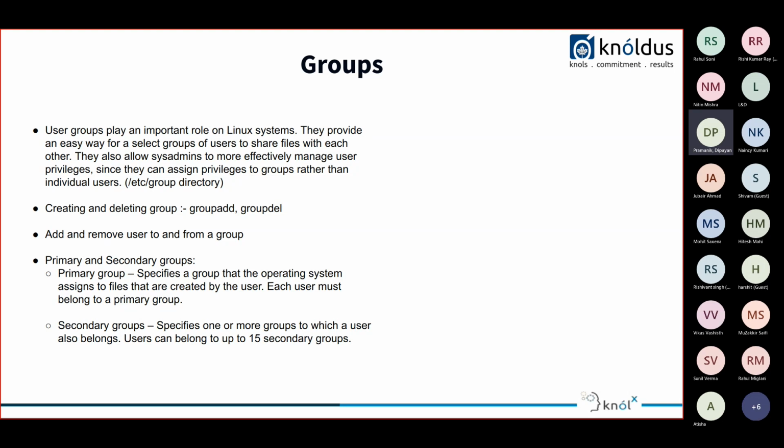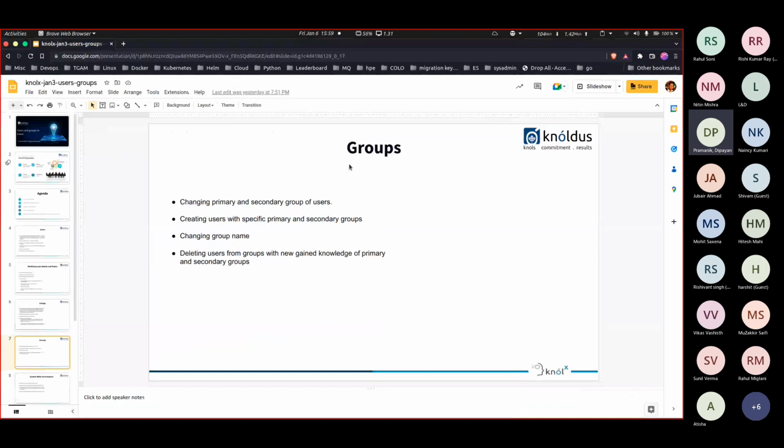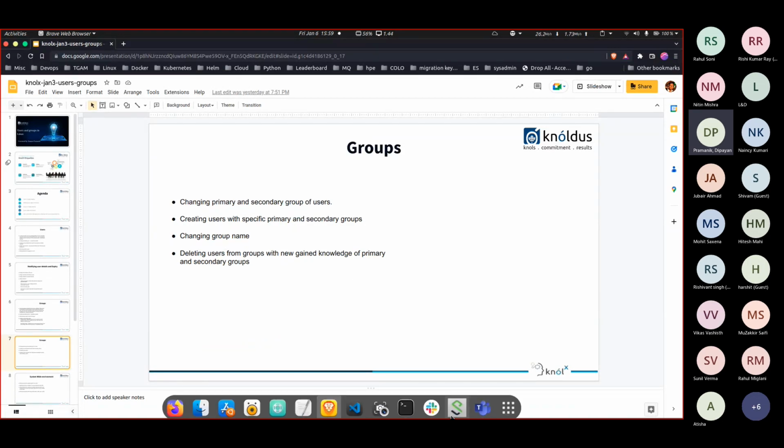We can add the user to this group and make this group the secondary group, right? So that he can have all the permissions that belong to the group. It may sound confusing, but I'll jump into the demo and I'll tell you what these actually are. So groups, we can change primary and secondary groups. We can create a user with a specific primary and secondary group, change group name and delete user from groups.